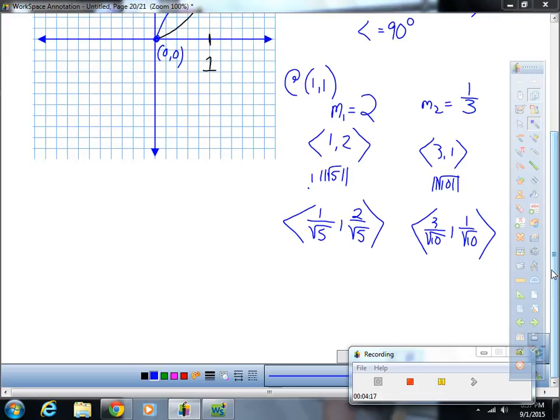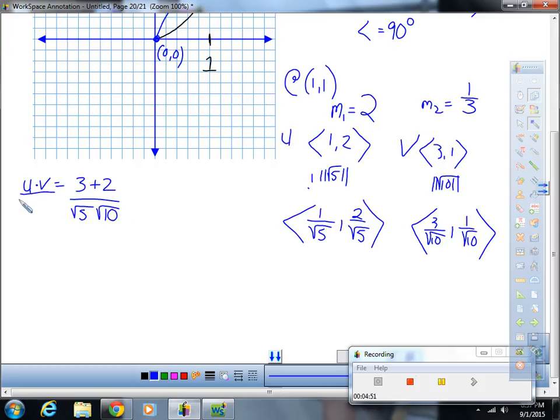Now, if we want to find the angle between the curves, we need to find the angle at that point in between the tangent vectors. So we're just going to do the dot product. But don't use the unit vector when you do the dot product. Let's call this u, and let's call that v, and just do u dot v. It's so much easier. So u dot v is equal to 1 times 3, which is 3, plus 2 times 1, which is 2. Magnitude of u is radical 5. Magnitude of v is radical 10.